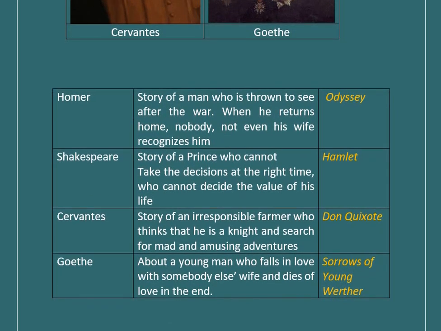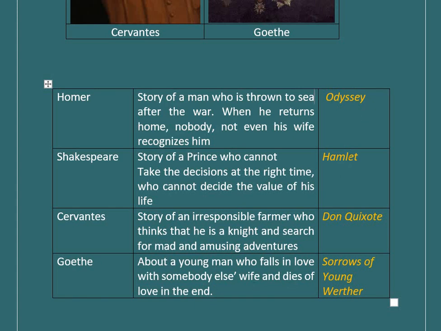This is how it is explained. Homer tells the story of a man who is thrown to sea after the war. When he returns home, nobody, not even his wife, recognizes him. Shakespeare tells the story of a prince who cannot take decisions at the right time, who cannot decide the value of his life. Cervantes tells the story of an irresponsible farmer who thinks that he is a knight and searches for mad and amusing adventures. Then Goethe writes about a young man who falls in love with somebody else's wife.